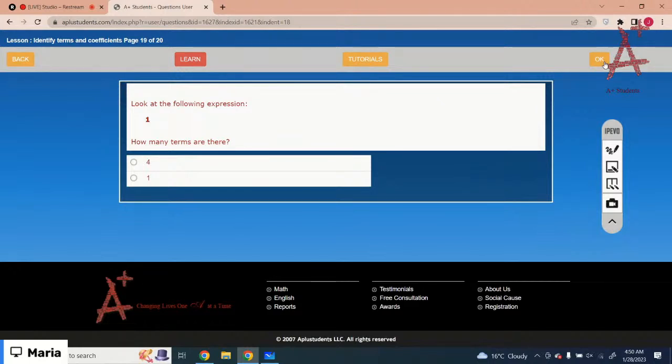Okay, look at the following expression. How many terms are there? Just one term. Got it?